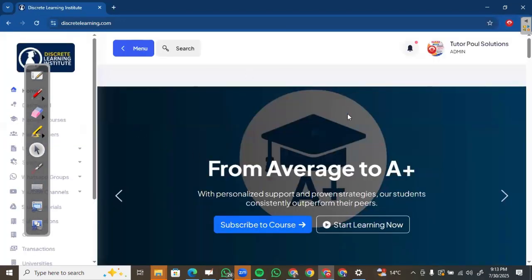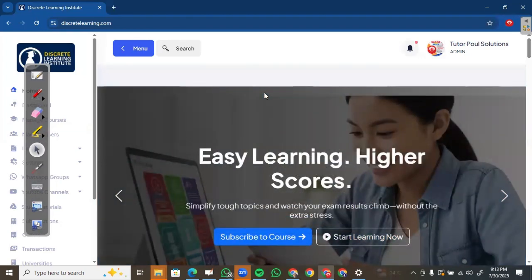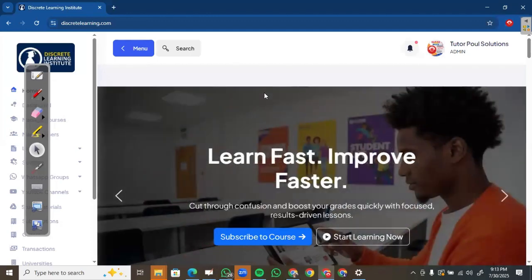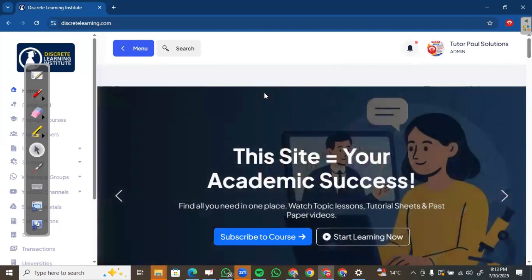Okay, so if you log in, you just go on Google and search discretelearning.com. Create an account there if you don't have one. It's simple, like the way you open Facebook. You put in your details, open an account, and then it will open something. You see something like this.